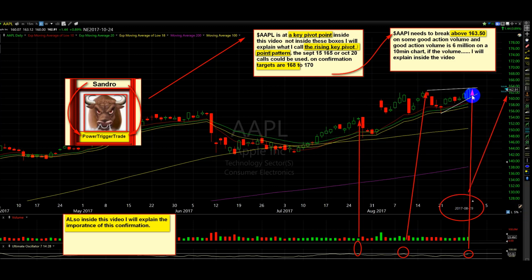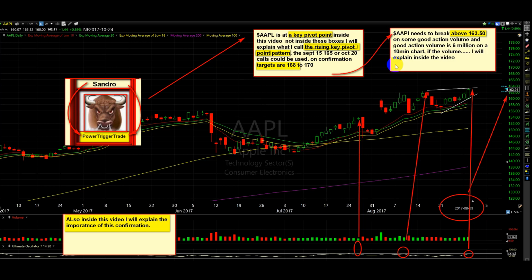However, based on a lot of facts, based on the chart pattern, based on the visionary lines, based on volume patterns, we need power, people. Some people may consider this a breakout, but that kind of volume is suspect. However, confirmation of power and pressure would create higher prices. So let's talk about this. The September 15 or October 20 165 calls could be used on confirmation. Targets are 168 to 170.